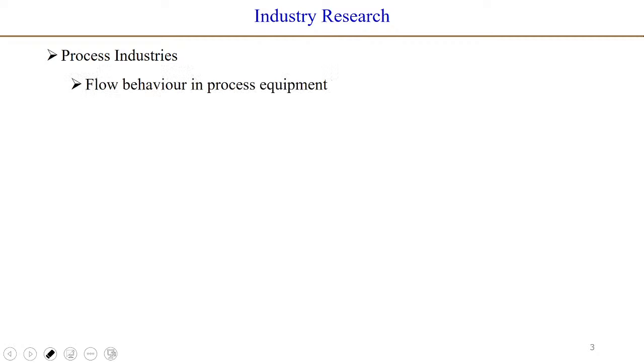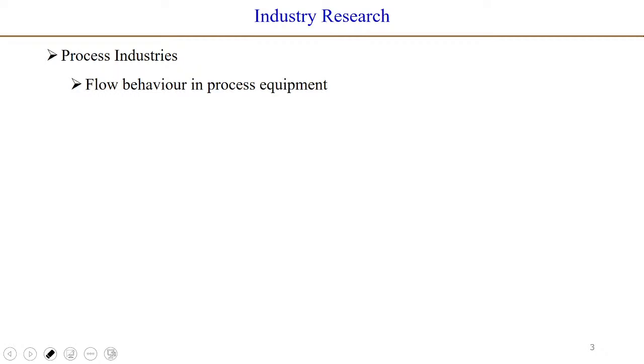So in the process industries, if we take the example of chemical process industries, we have a number of process equipment. We have heat exchangers, reactors, distillation columns, separators, etc. And in all of these systems, the flow is in a continuous manner. Except for a few industries, especially the pharmaceutical industry, the flow in most other industries is continuous.